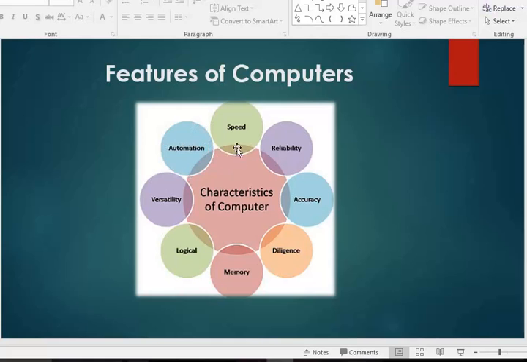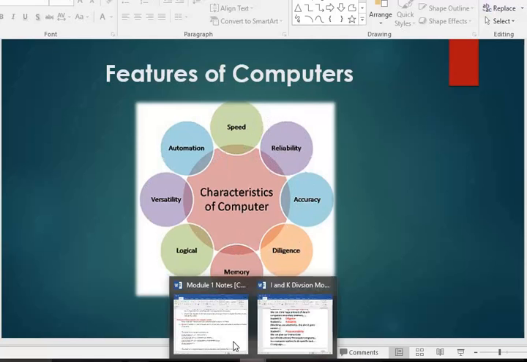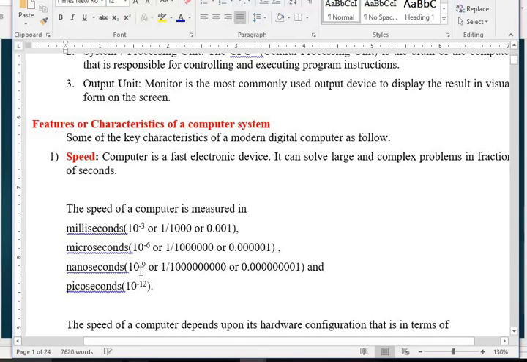In offices, MS Office is used: Word, Excel, PowerPoint. Word is for letter writing and drafting. Excel is for calculation. PowerPoint is for presentation. These are all good characteristics of a computer system. In the exam, if you get a question like what are the features of computers, you can draw the diagram like this if you have time. Otherwise, list out and explain the things in your own way. In my notes, you find it like this.